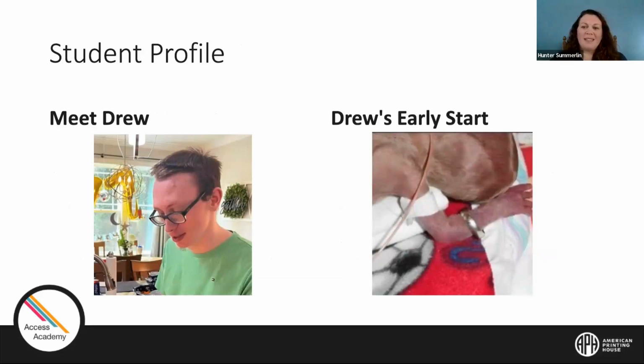For those who might benefit from a little bit more description, I have a slide right now. It's labeled Student Profile. On the left, it says Meet Drew. Right below that, there is a picture of a teenage male who has black glasses and a green shirt. He has brown hair and he's looking slightly down. There are some balloons in the background and he's in his family's home. And then on the right is a heading that says Drew's Early Start.